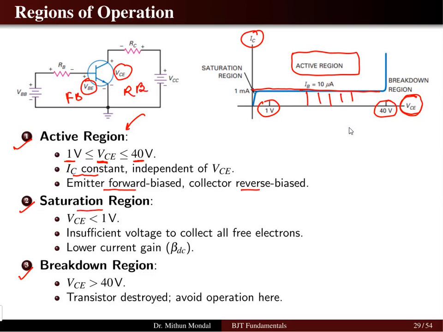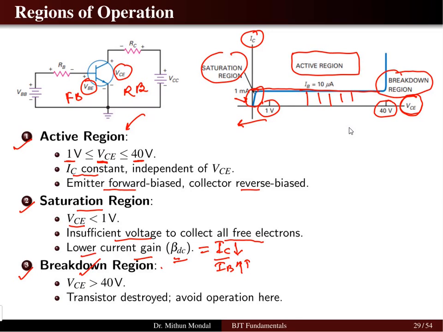When we talk about the saturation region, this is a very small region. Here the collector emitter voltage is less than 1 volt, and there will be insufficient voltage to collect all the free carriers for the collector current. Hence, in this region the current gain beta, which is basically the collector current divided by the base current, is low. We have already discussed this in the previous lecture. The collector current is less, so your beta is low.